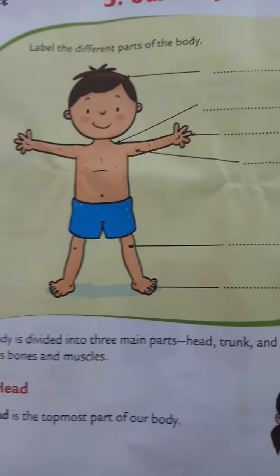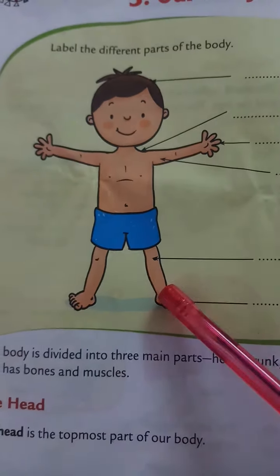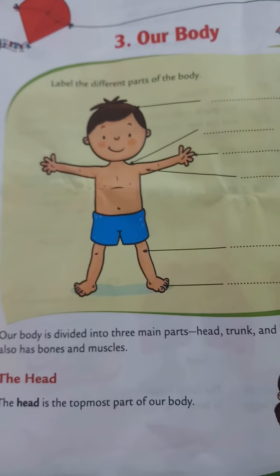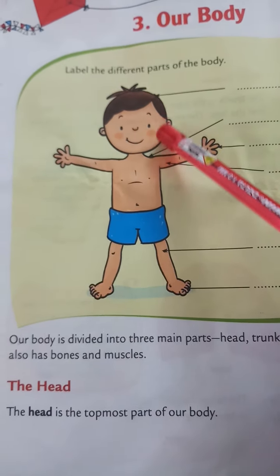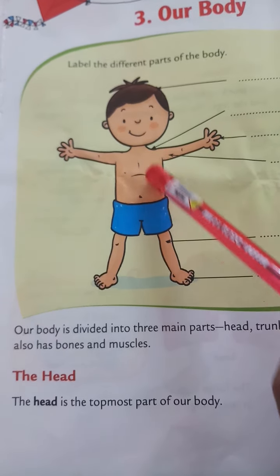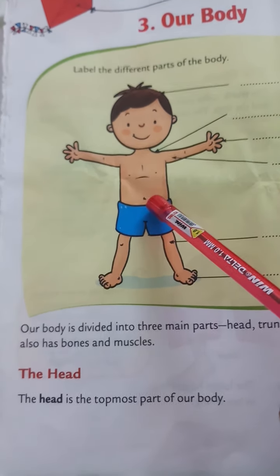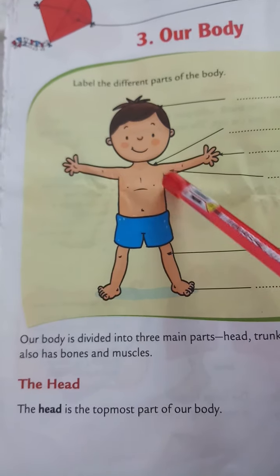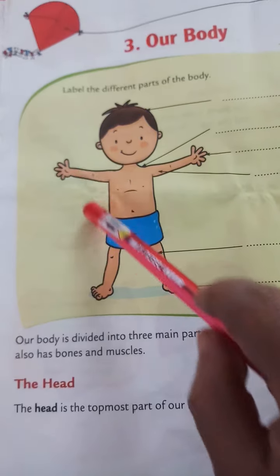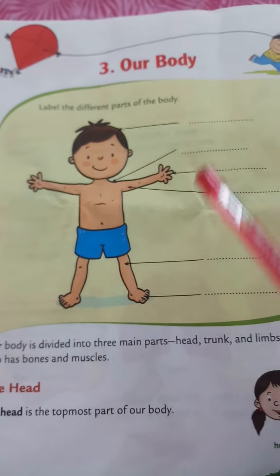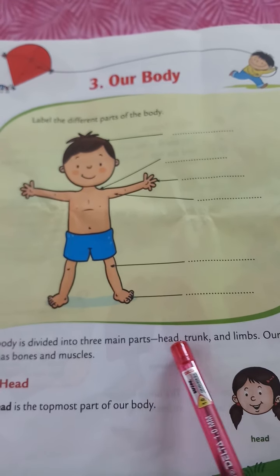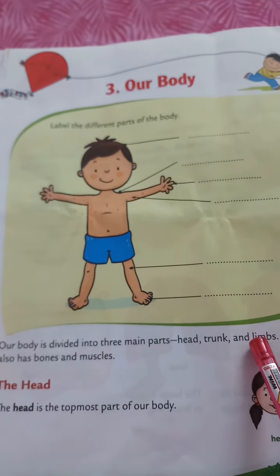You can see the picture of a boy here. We can divide the body into three main parts. The topmost part is the head, then the trunk, the region below the head and above the legs. We can call the legs and hands together limbs. So the three main parts of the body are the head, trunk and the limbs.